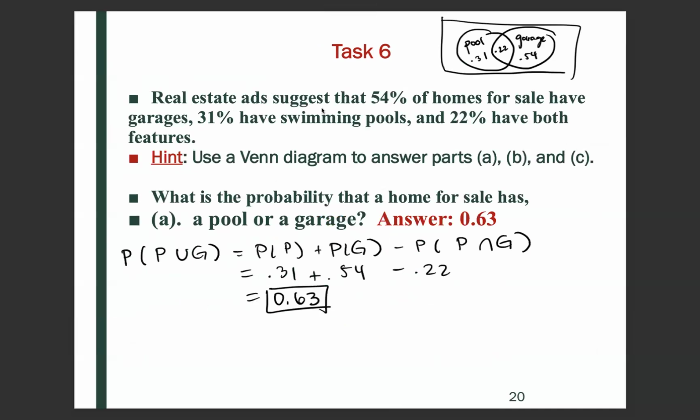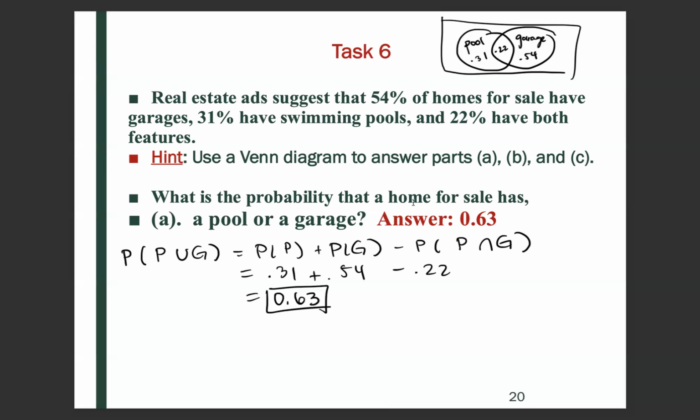Real estate ads suggest that 54% of homes for sale have garages, 31% have swimming pools, and 22% have both features. Use a Venn diagram to answer parts A, B, and C. Here on the left-hand side is pool, and on the right-hand side is garage. We were given that 31% have swimming pools, 54% of homes for sale have garages, and 22% have both features. This is in the intersection because they have both pool and garage.